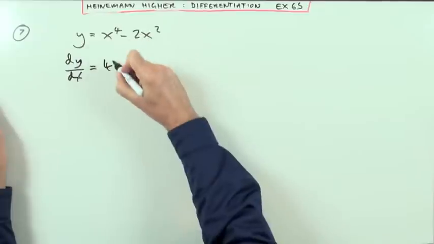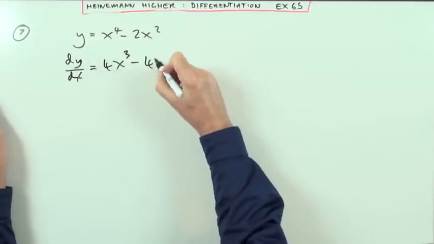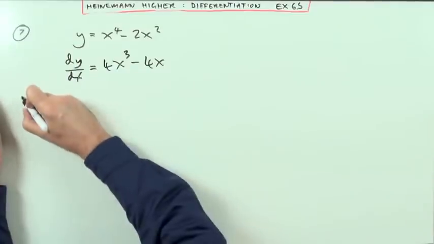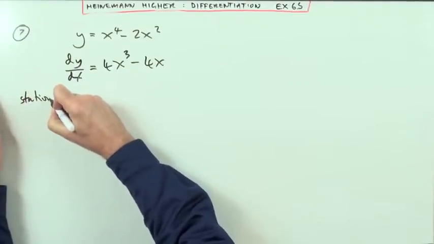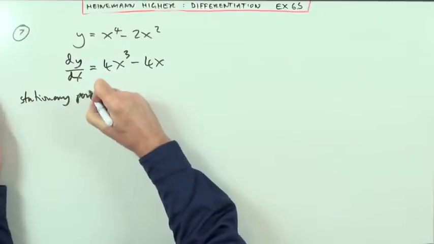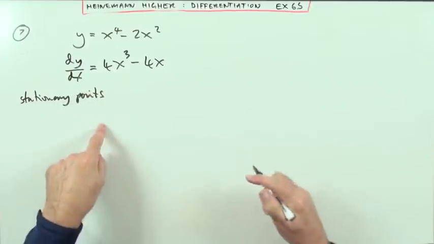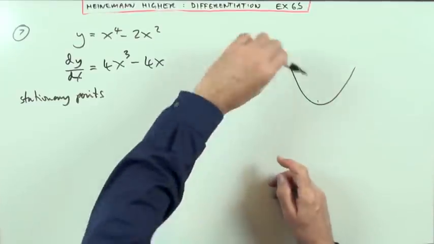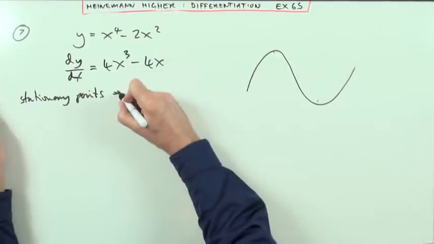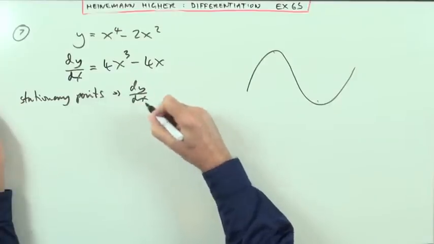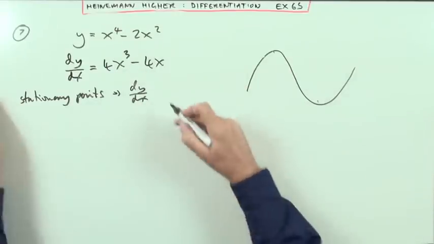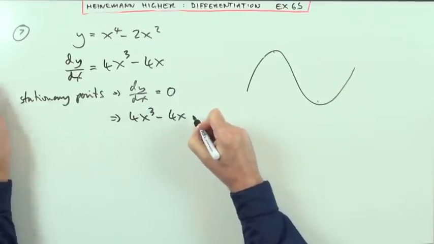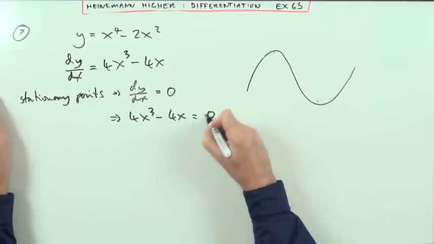Well, that's easy enough. Multiply by the power, take one off the power, multiply by the power, take one off the power. Then, to find when it's stationary, since the stationary points are the things that switch between increasing and decreasing, the stationary points will occur when the gradient is momentarily 0. So I'm looking for the values of x for which this expression, the gradient, comes to 0.